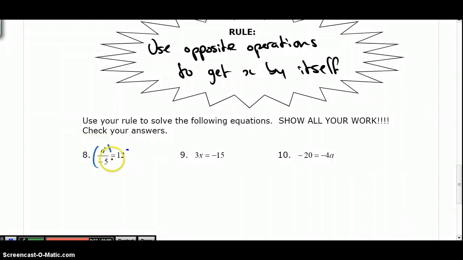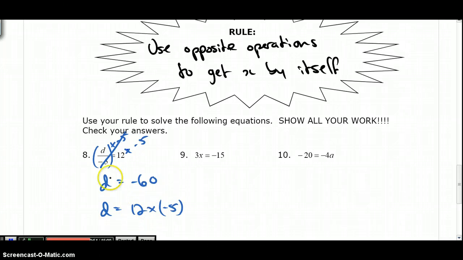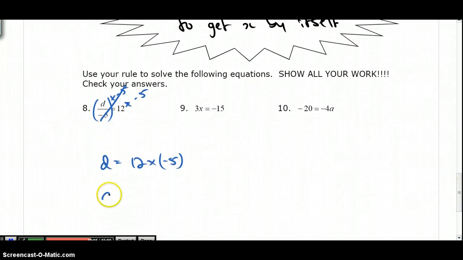Here we have our variable divided by -5, so we're going to multiply by -5. If we do that on that side, we have to do it on both sides. So those cancel, and we get d equals -60. Or our step there in the middle, and you're making sure you have that step, was 12 times -5. Let me just erase this and put it below, right? That was the math that just happened. That's what we just did, and we got d equals negative 60.